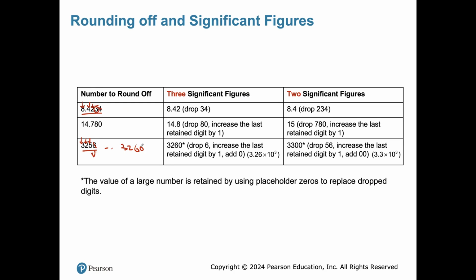All right. So the correct 3 significant figures for this number is 3,260. Or you can use scientific notation as 3.26 times 10 to the power of 3. So the value of a large number is retained by using placeholder zeros to replace dropped digits, so we don't change the size of the number significantly.